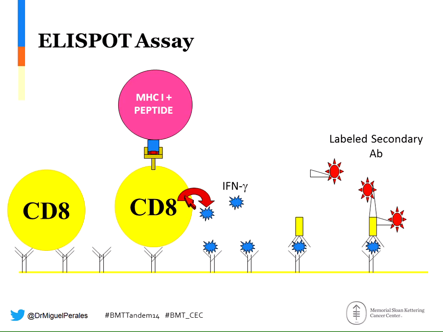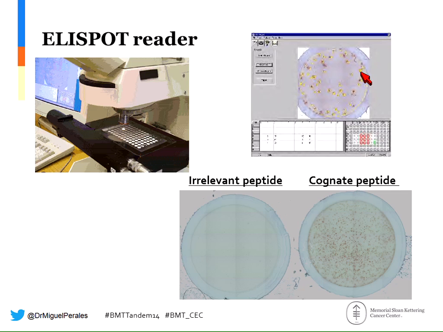CD8 T cells are stimulated when they recognize a peptide in the context of the right MHC. They're going to secrete interferon gamma. Your plate is coated with an antibody against interferon gamma, so that will stick to the plate. And then you come in with a second antibody that's labeled that will also bind to interferon gamma. And so each T cell that's stimulated, that's on the plate, is going to secrete interferon gamma that will stay at that site and then be picked up by your antibody setup. So this is what it looks like. You can actually identify each individual T cell that's making interferon gamma.